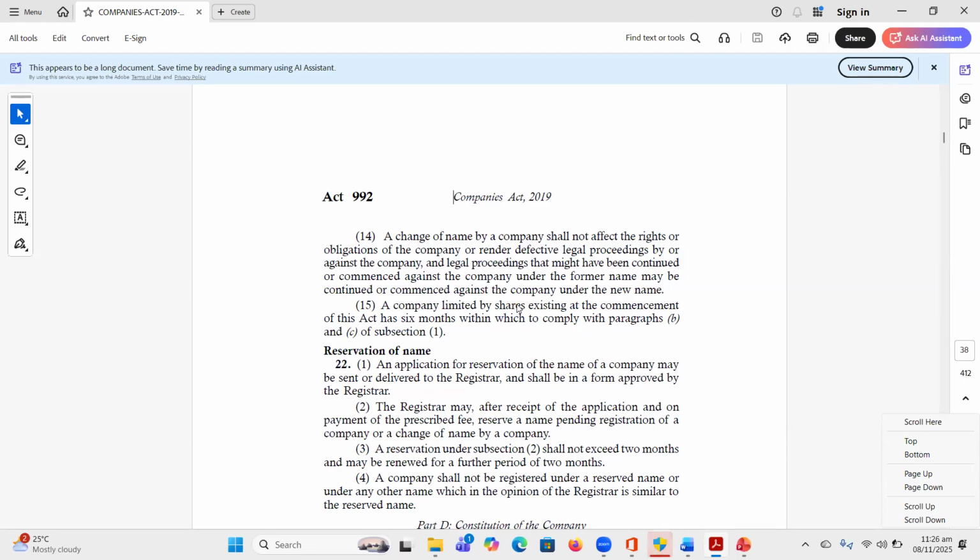Yeah, so I would like somebody to read section 125 for us before we come back to section 22. Section 125. Let me scroll there if possible.